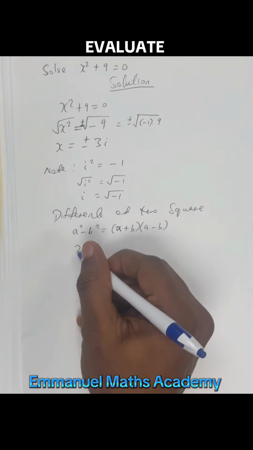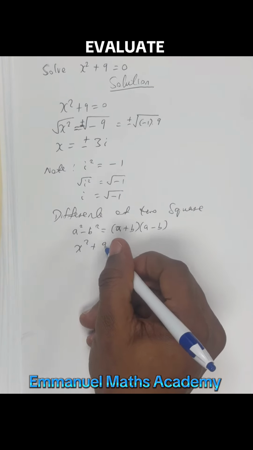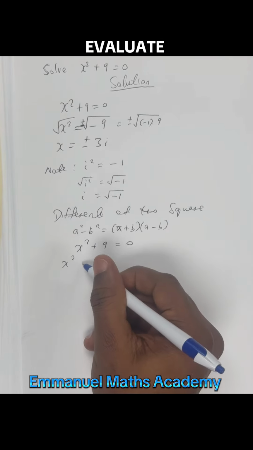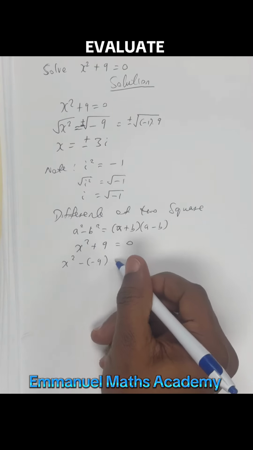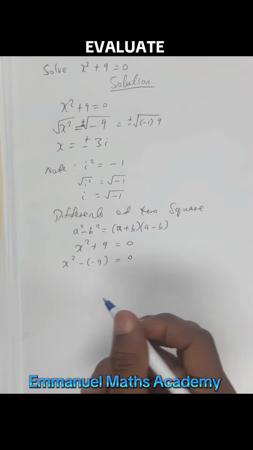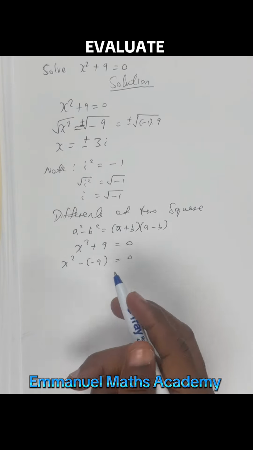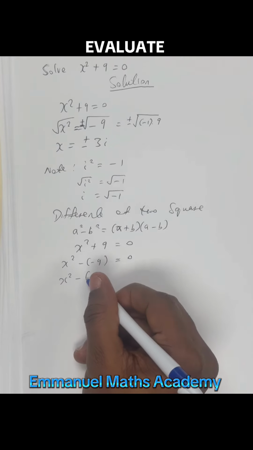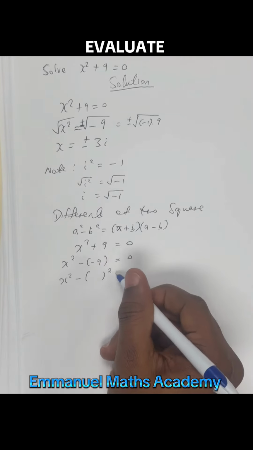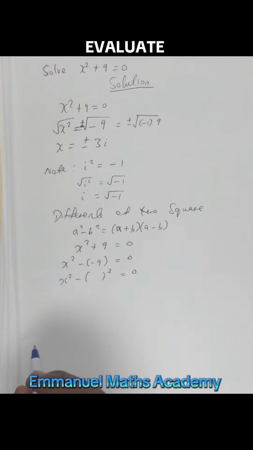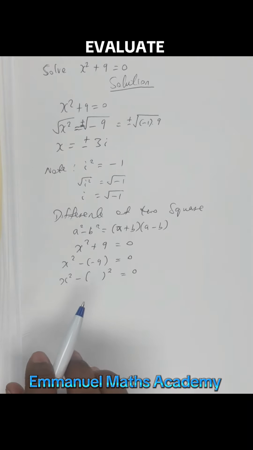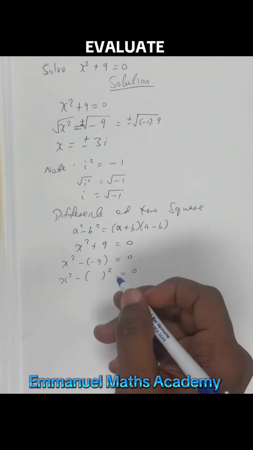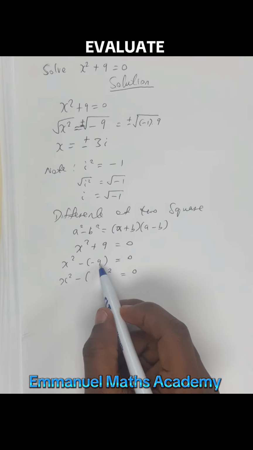So typically from this question, if you have x squared plus 9 equal to 0, this is the same thing as what? x squared minus 9 equal to 0, right? Because minus times minus will give you plus. From here, you have that x squared minus something squared will give you 0. So you want to put it in this form so that you can actually separate this to have something like this, right?